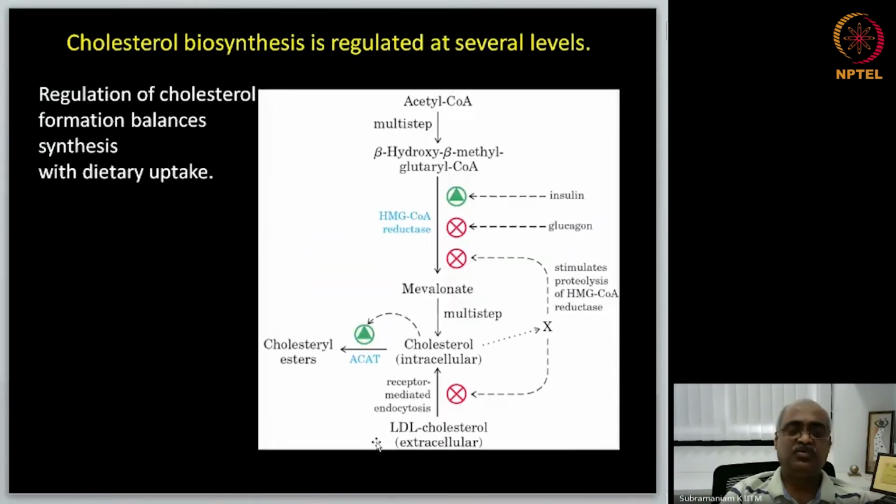The other one is somewhat familiar to us, where you have covalent modification by phosphorylation. The phosphorylated form is inactive and the dephosphorylated form is active, just like we saw with acetyl-CoA carboxylase for the fatty acid biosynthesis. The enzyme that is subject to such a regulation is HMG-CoA reductase. Yesterday I told you this is the one that catalyzes the committed step in cholesterol biosynthesis, in general steroid biosynthesis, that is the formation of mevalonate.